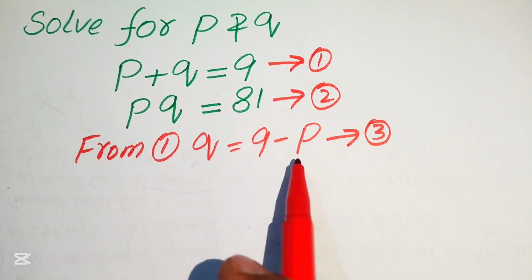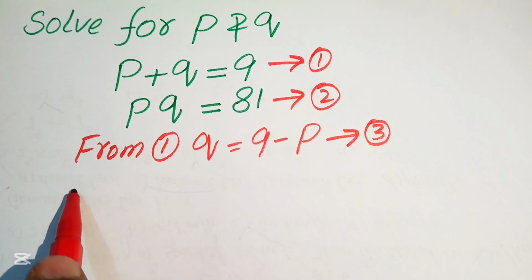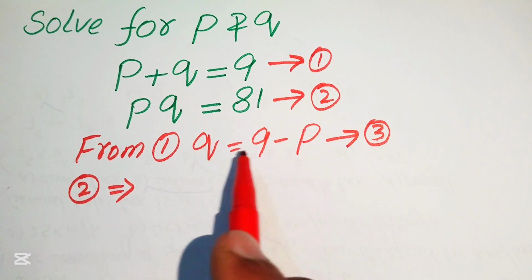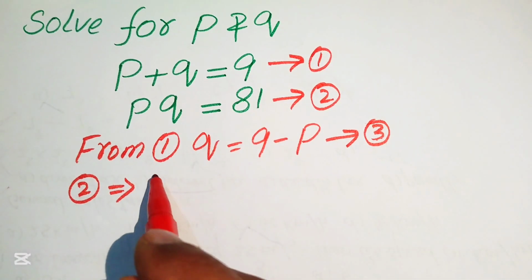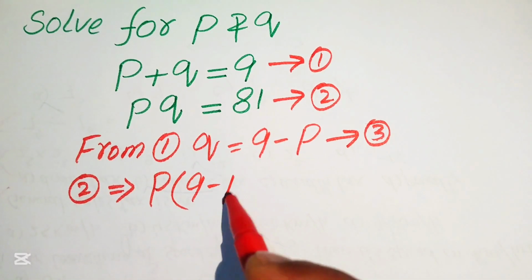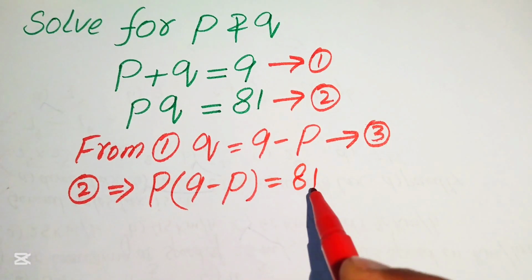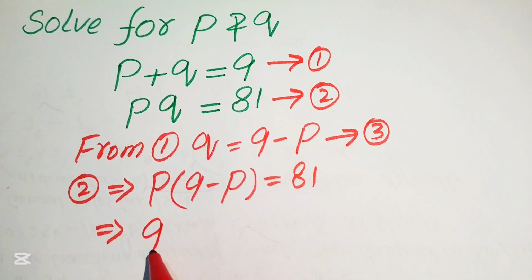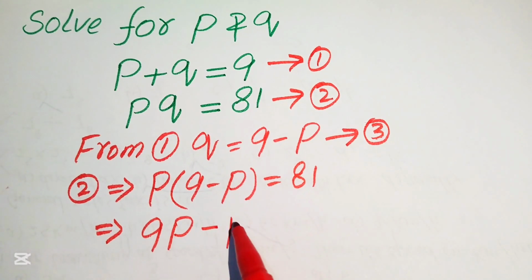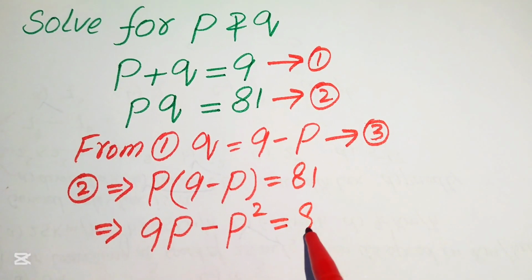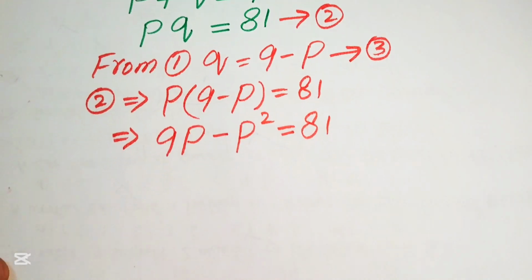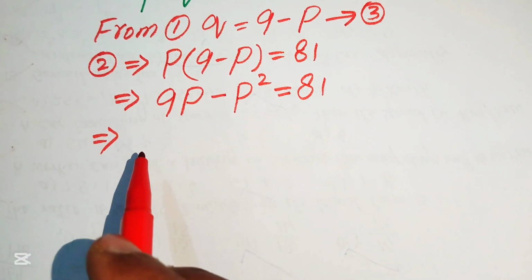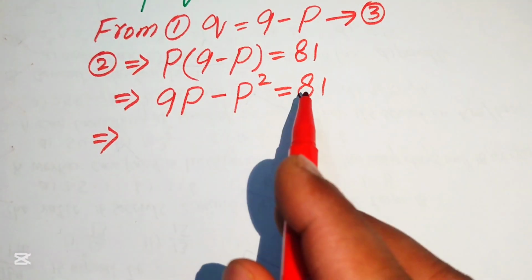Now we use equation number 3 in equation number 2. Equation number 2 implies pq, and the value of q is 9 minus p. We substitute it here and it will be written as p times 9 minus p equals 81. Further we multiply p on both of these terms and it will be written as 9p minus p times p becomes p square equals 81. So this equation becomes quadratic in p variable but not in standard form. So first we need to convert this into the standard form, so we move these two terms to the right hand side.